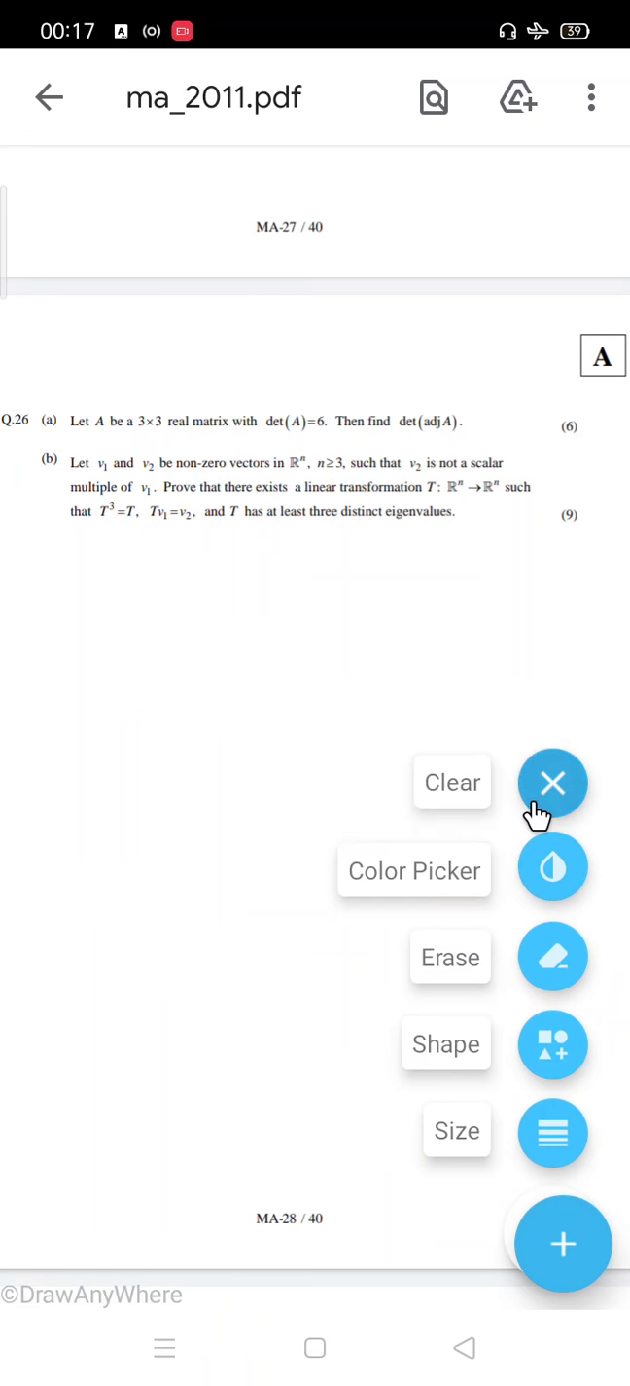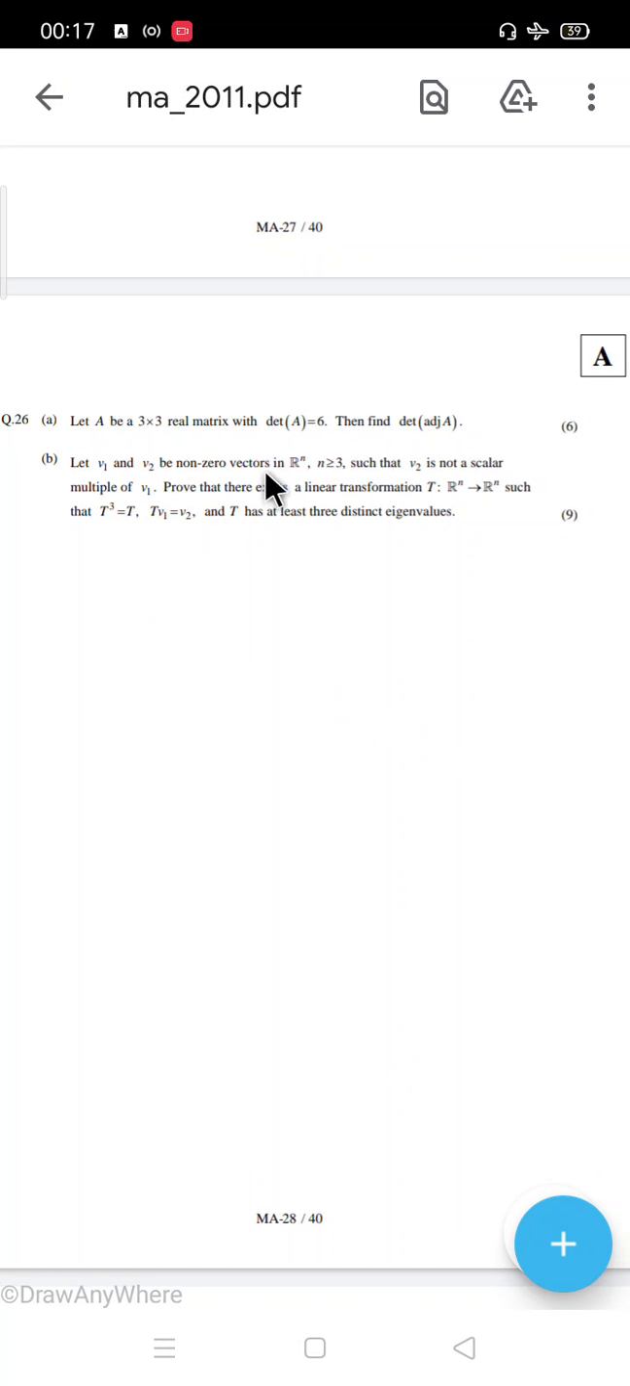Okay, yeah. V1 and V2 are non-zero vectors in Rn such that V2 is not a scalar multiple of V1. Prove that there exists a linear transformation such that T cube equal to T and T V1 equal to V1. See, T cube equal to T means 1 is an eigenvalue for me. That's why T V1 equal to, T V2 and V. Okay, wait. It is not a multiple. It has 3 distinct eigenvalues. Okay, fine.